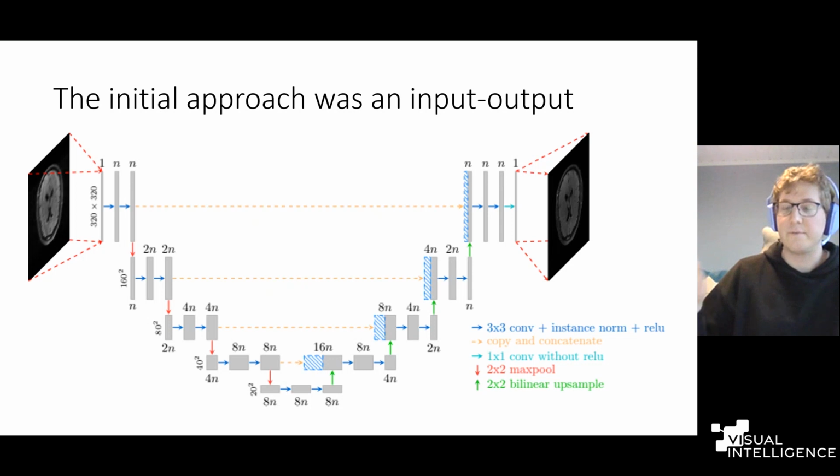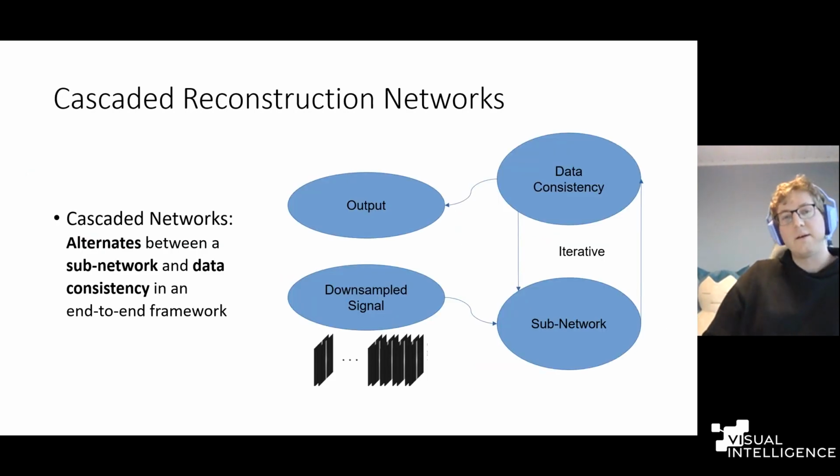You just have the fully sampled one, and then you have the retrospectively downsampled one. So you downsample by applying a mask just before you input it into the model, and then you just want to minimize the absolute distance or the mean square error between the two. So that's the first approach, and it works quite decently, but it's not the best, which is why another type of model was created, called the cascaded reconstruction network.